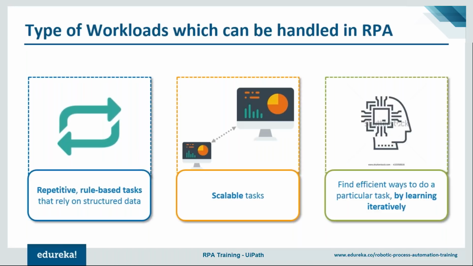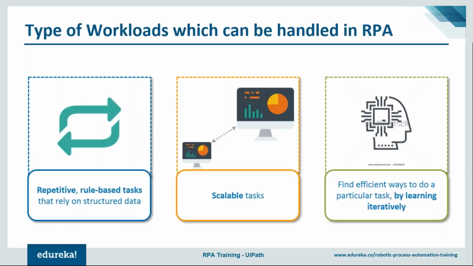The first kind of workload is the repetitive kind of workload, like the data entry employee's job. His job was to repeatedly do things in the exact same manner for every task. These kinds of automations can be designed in RPA to be done very easily. Then we have scalable tasks.